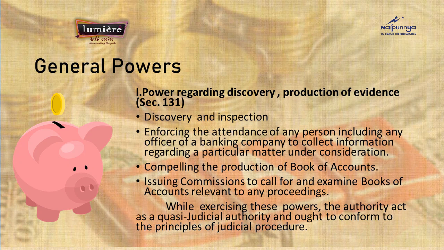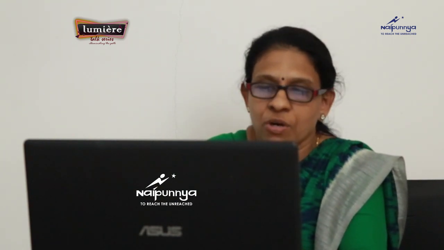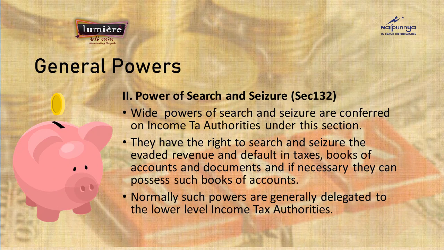So we can say that under discovery and production of evidence, an income tax authority has the capacity to call for any information, books of accounts, and they can collect information, they can take the attendance, including a banking officer, and this gives them a judicial power, or they want to conform with the principles of judicial procedure.